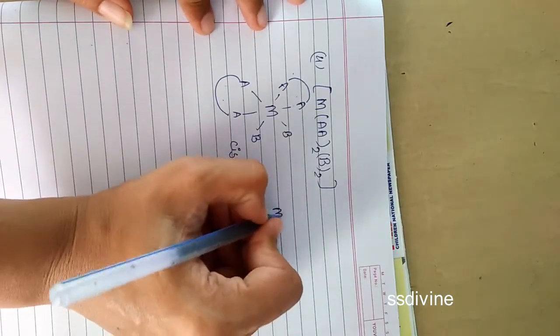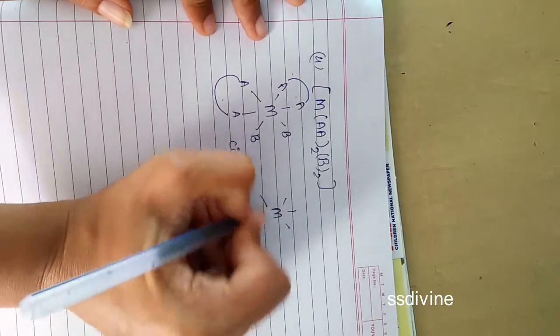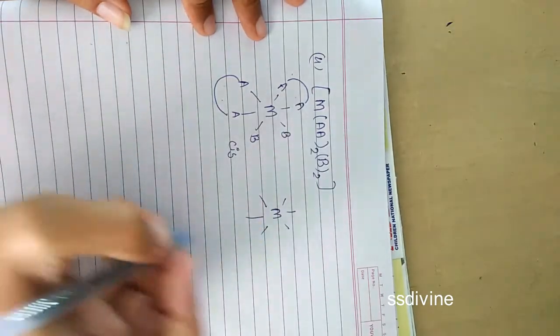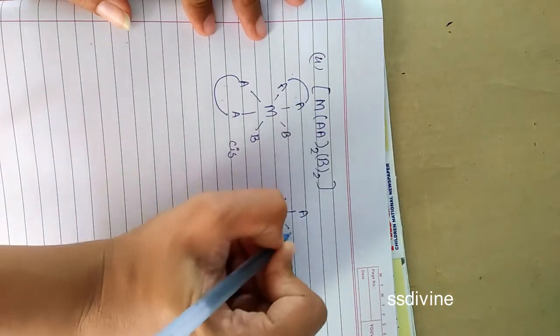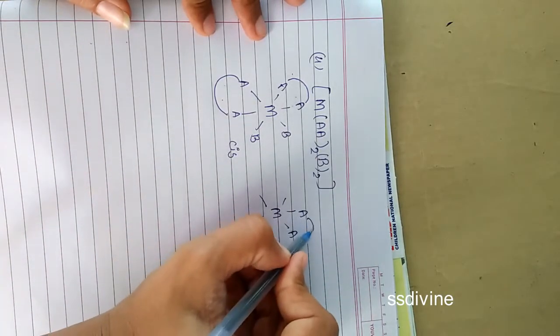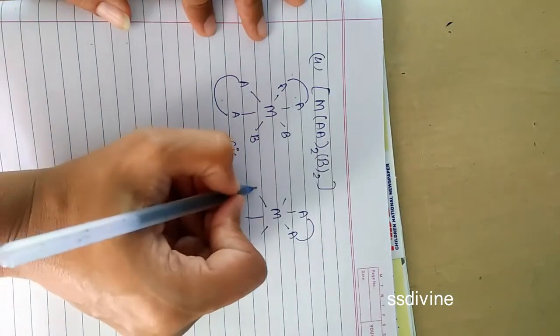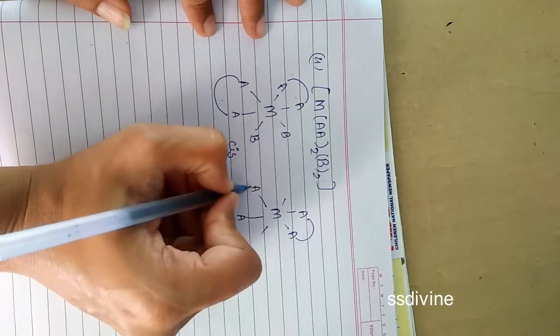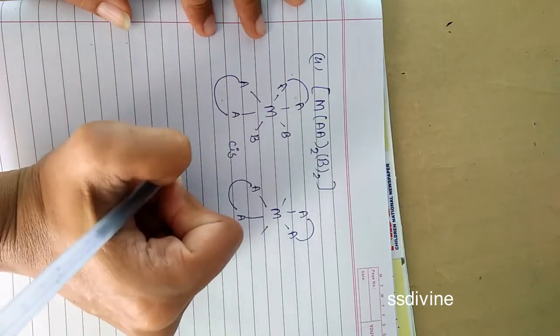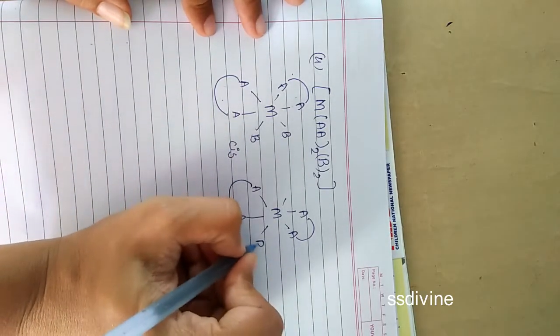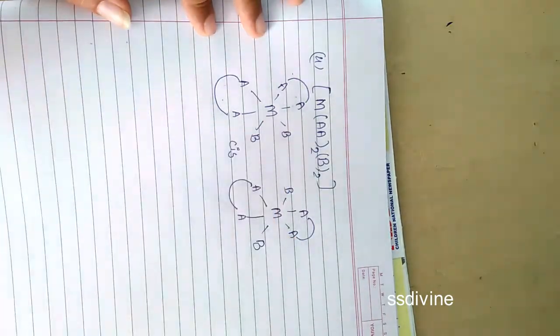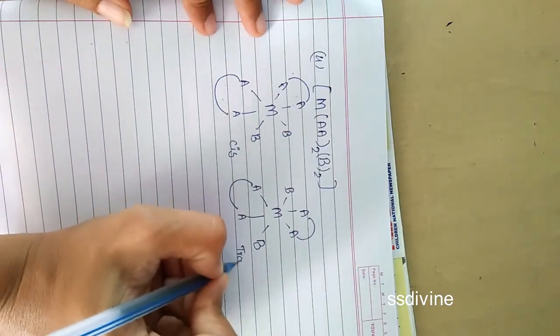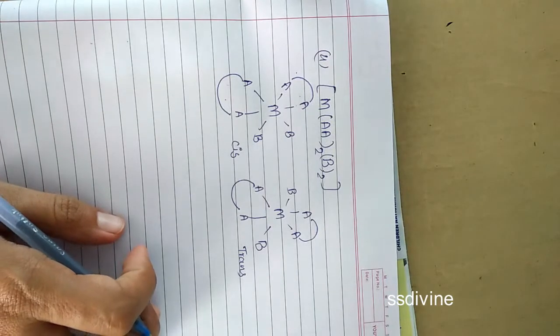How? Central metal atom, then here A and A, this is a symmetrical bidentate ligand over here, again A and A, symmetrical bidentate ligand, and now B and B. So this is your trans isomerism. Clear?